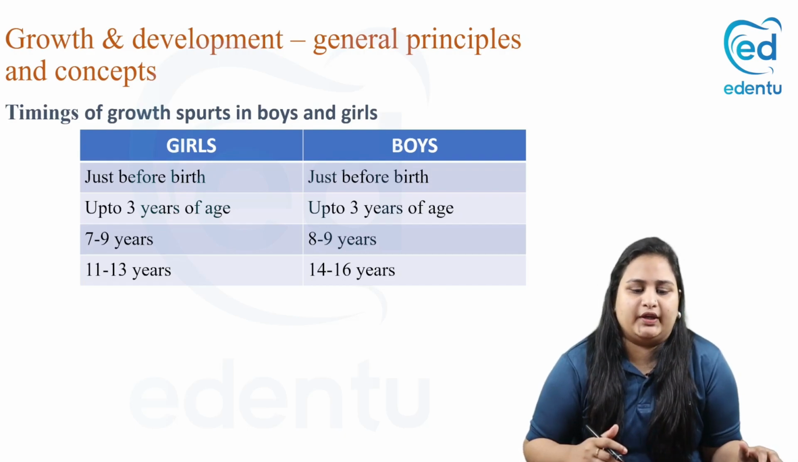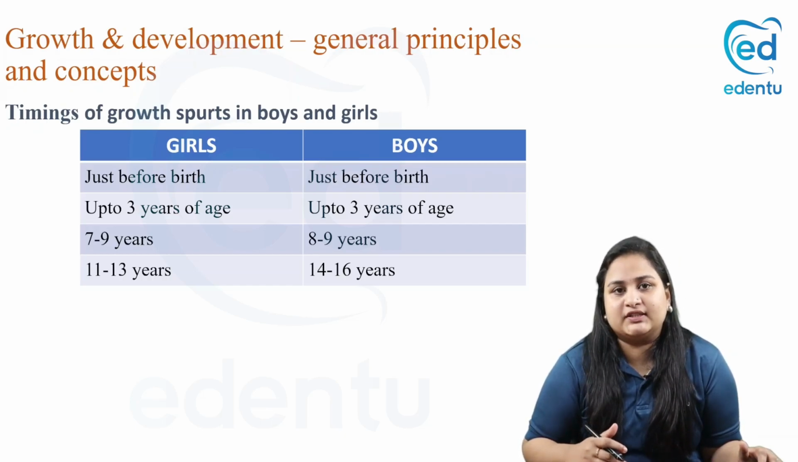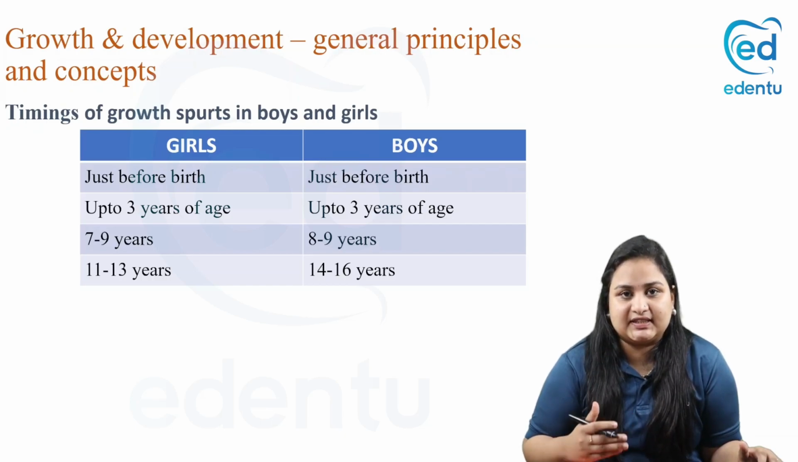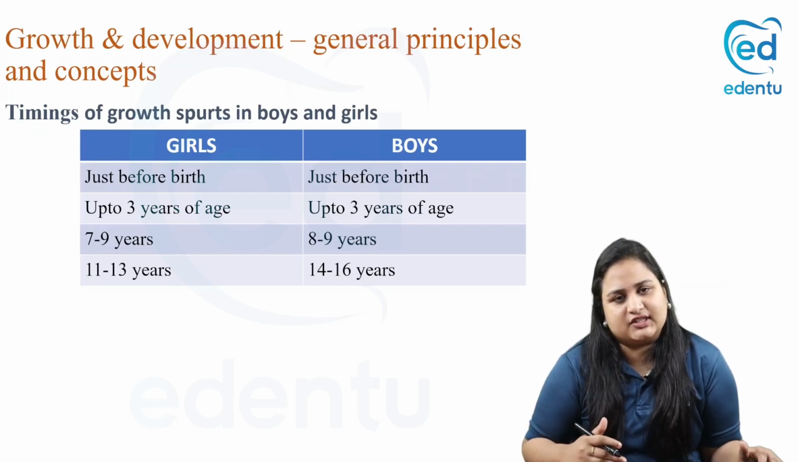Now, moving slowly into the growth and development concepts, first we should know the timings of growth spurts. Growth spurts are so important in both boys and girls because we can take an early approach towards orthodontic treatment, in which the malocclusion can be intercepted. In girls, growth tends to be normal before birth, as well as up to 3 years of age, just like boys.